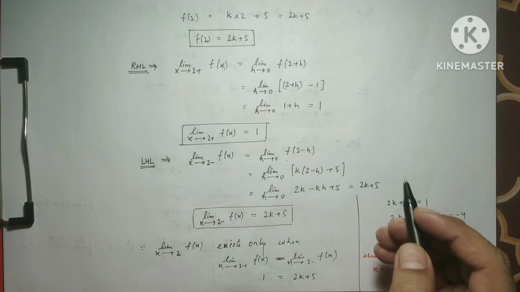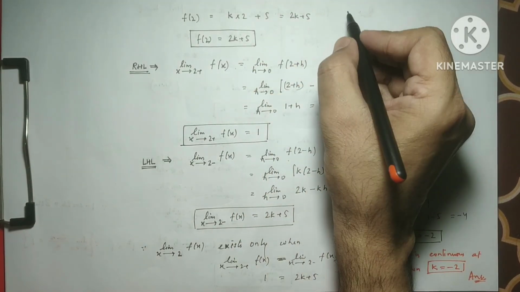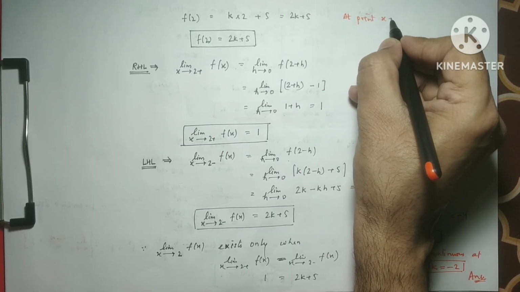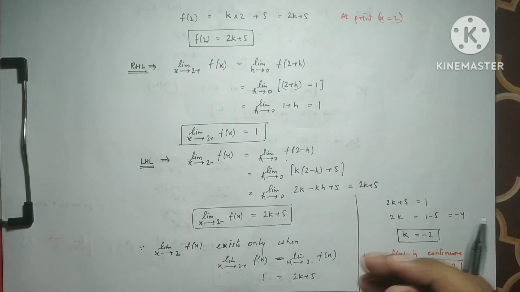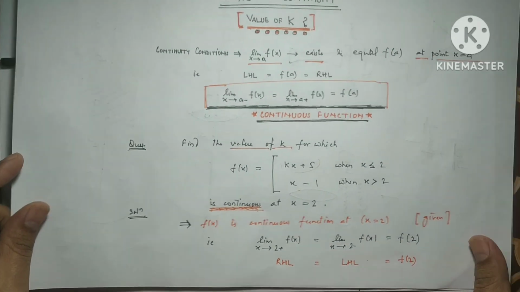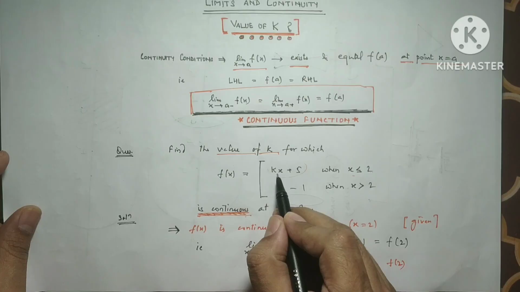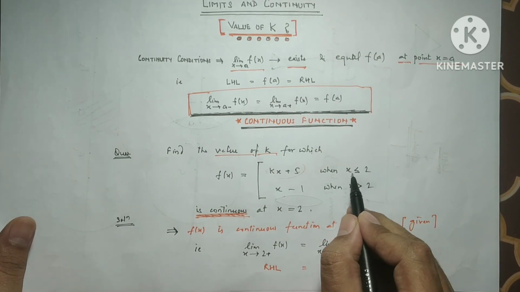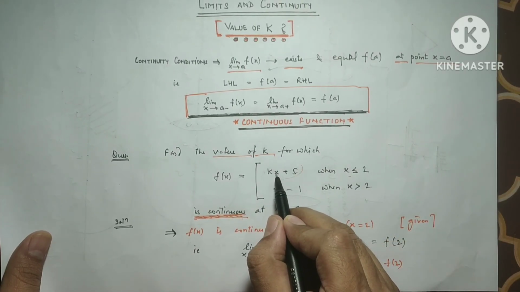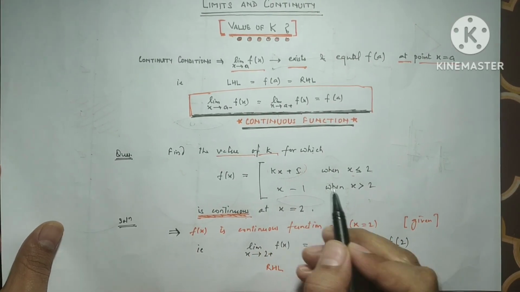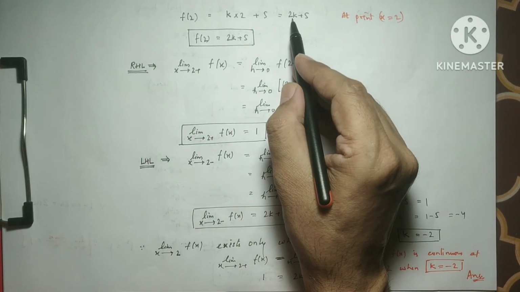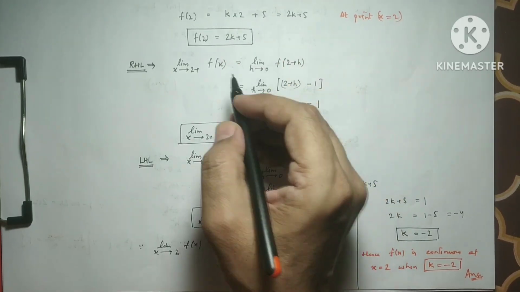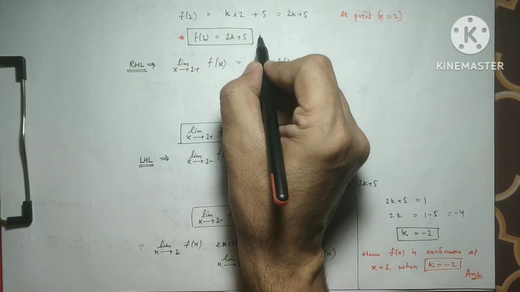Now first, at the point, means when x equals 2. According to the definition we will use kx plus 5. So when x equals 2, we put x as 2, so it is 2k plus 5. This is the value at the point.